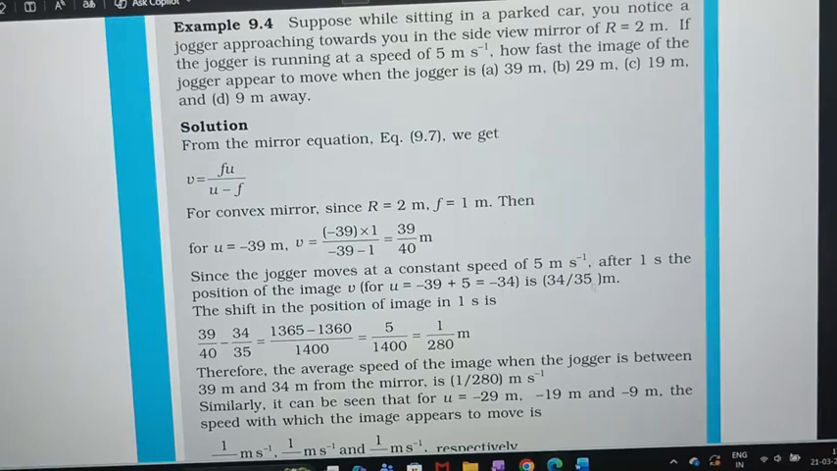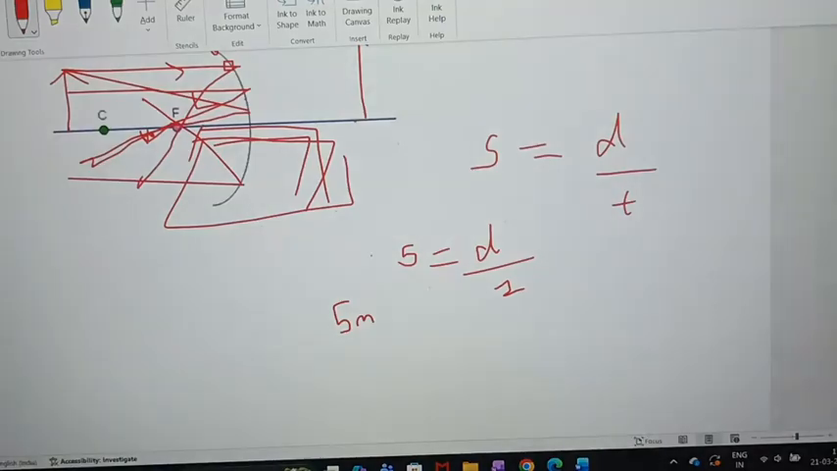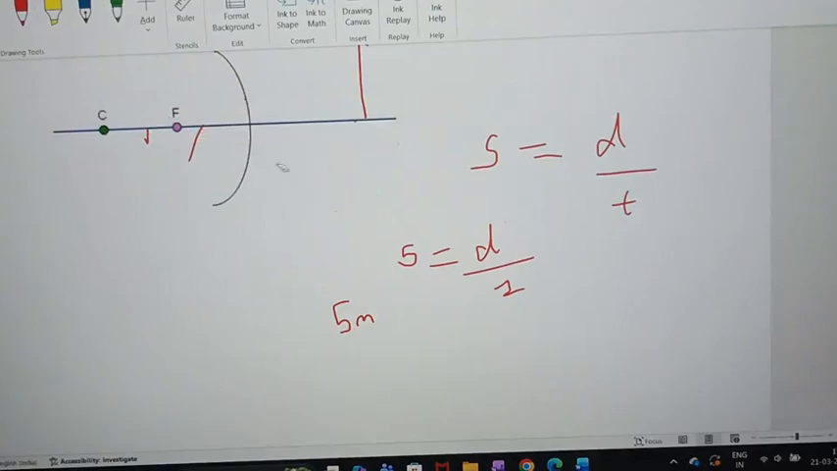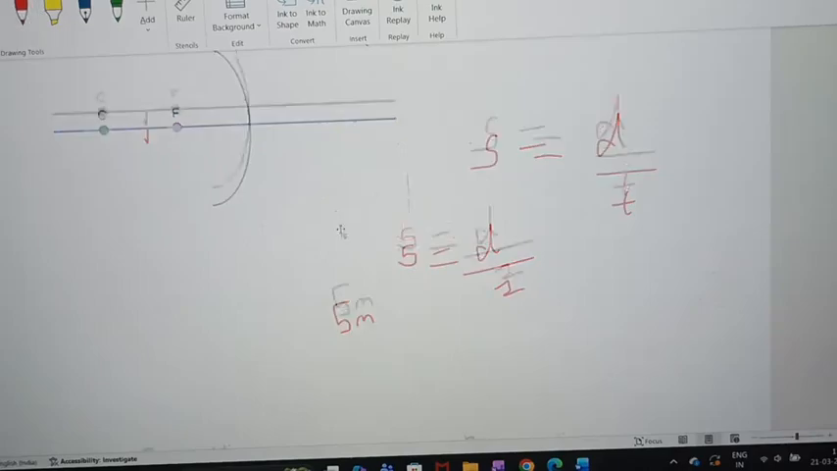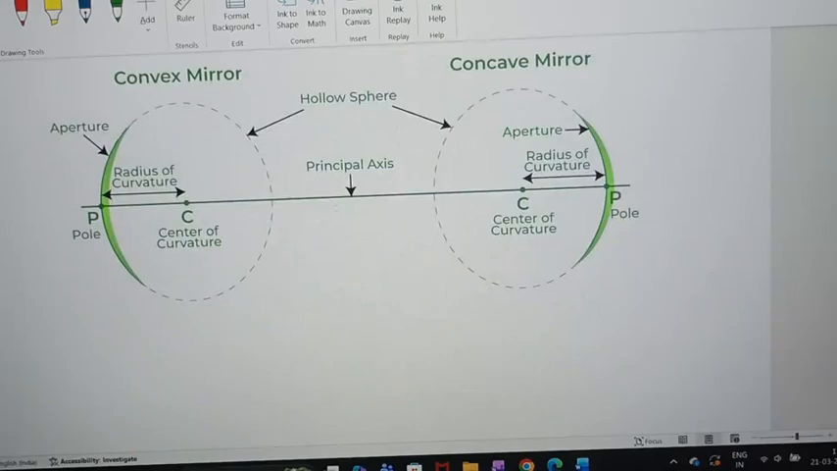Same formula you can put. Okay, now this is the new position of that image. So it is basically something like this. If we want to understand through this mirror, you can consider a convex mirror. If we consider this convex mirror, we can say, suppose the jogger is somewhere over here.